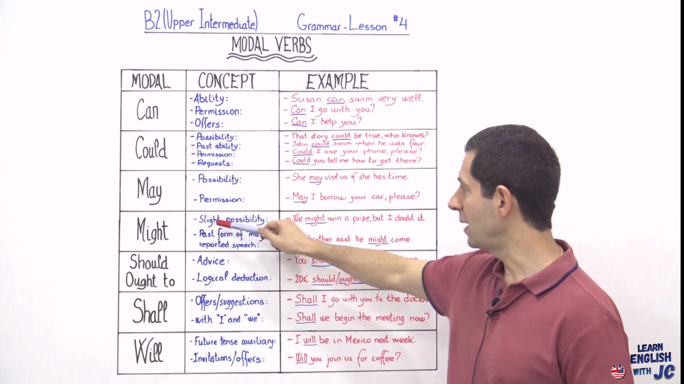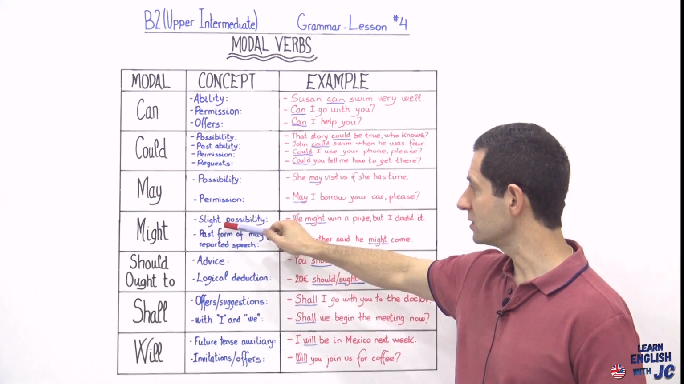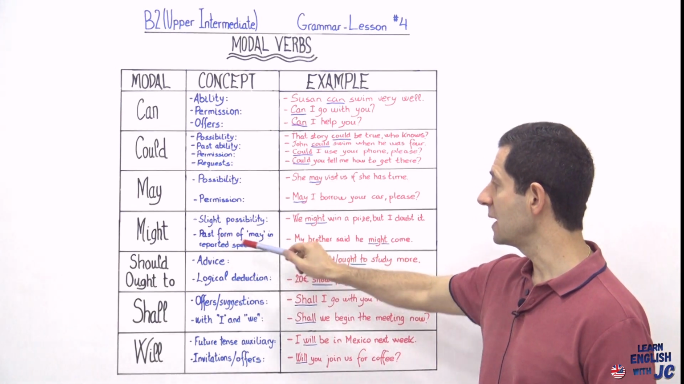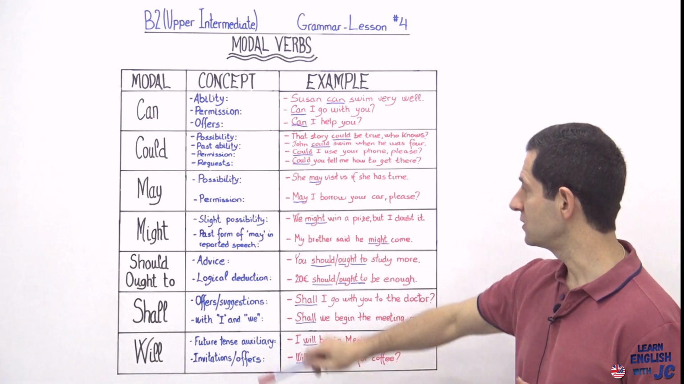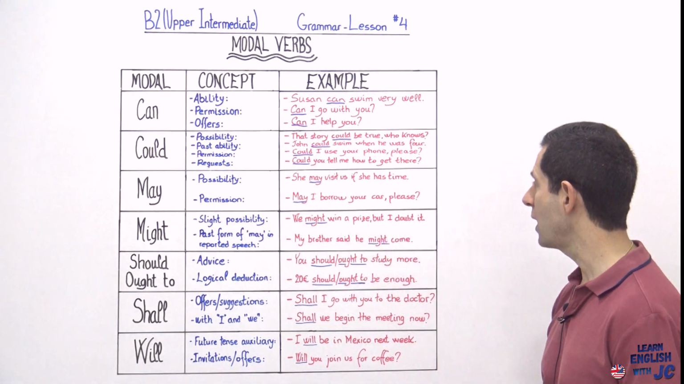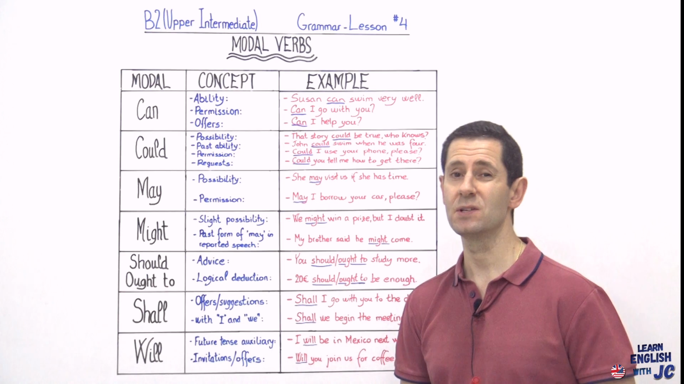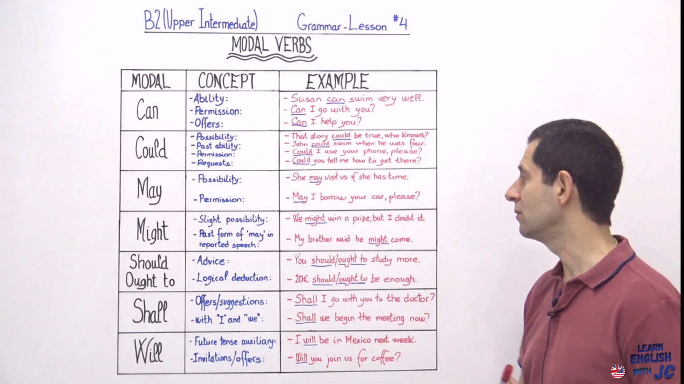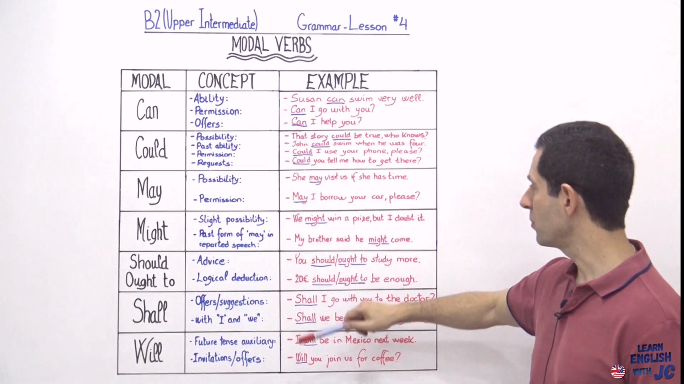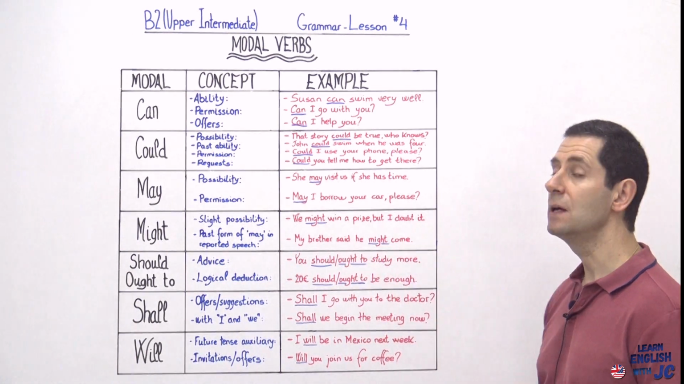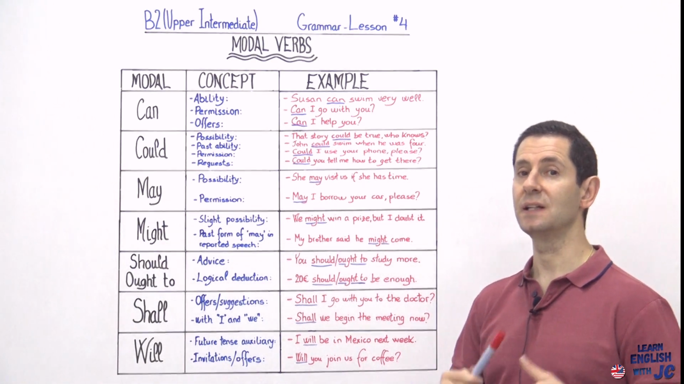Okay, might. Might is used when we have a slight possibility that something may happen, or the past form of may in reported speech. Let's see an example with a slight possibility. For instance, we might win a prize, but I doubt it. It's a slight possibility. The probability is not very high, but you never know. And the past form of may in reported speech, for instance, is: my brother said he might come.